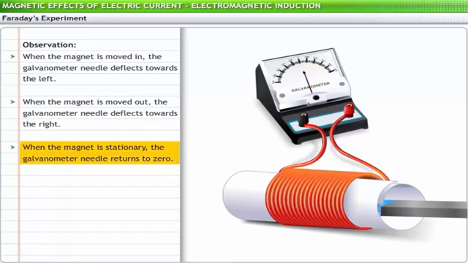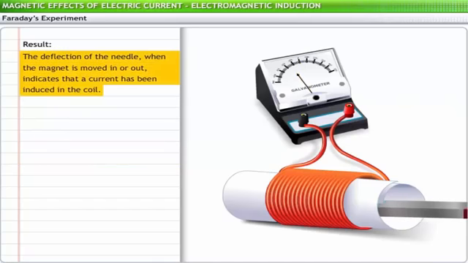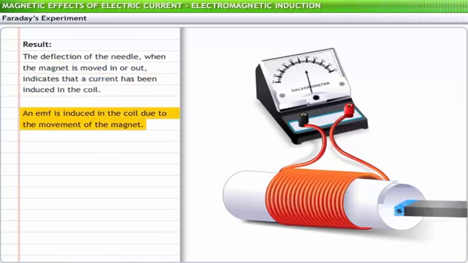If the magnet is not moved inside or outside the coil, meaning the magnet is stationary, the needle immediately returns to zero. The deflection of the needle when the magnet is moved in or out indicates that a current has been induced in the coil. Thus, an EMF is induced in the coil due to the movement of the magnet.